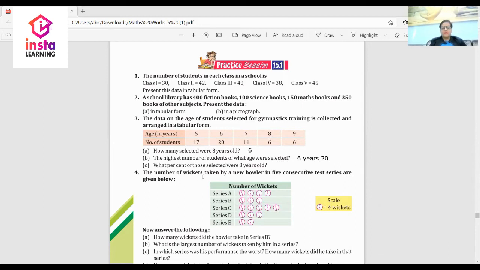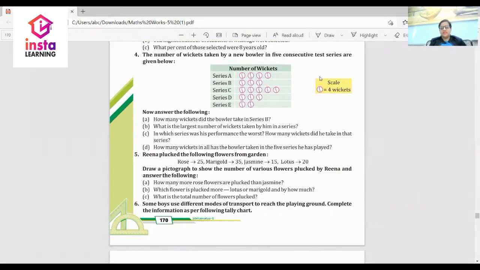Okay, now the number of wickets taken by a new bowler in 5 consecutive test series are given below. Here one scale is given, it means one ball is 4 wickets. So here it is 16 in number. Just make a table of 4. 12 here, then 20 here, then 12 here, then 8 here. Got it?